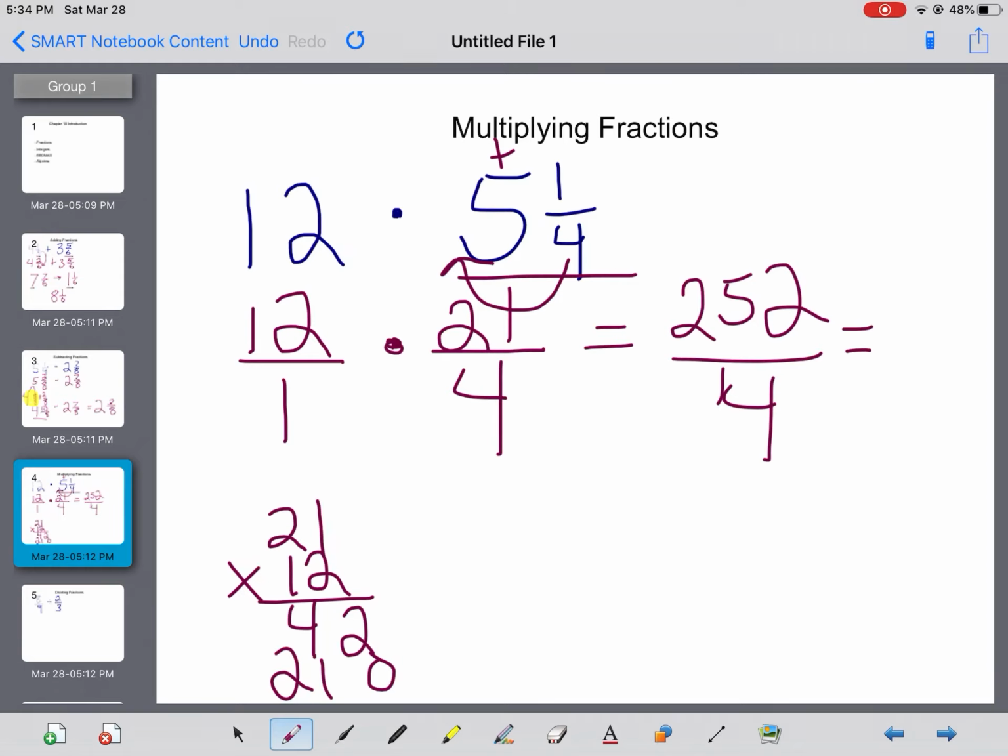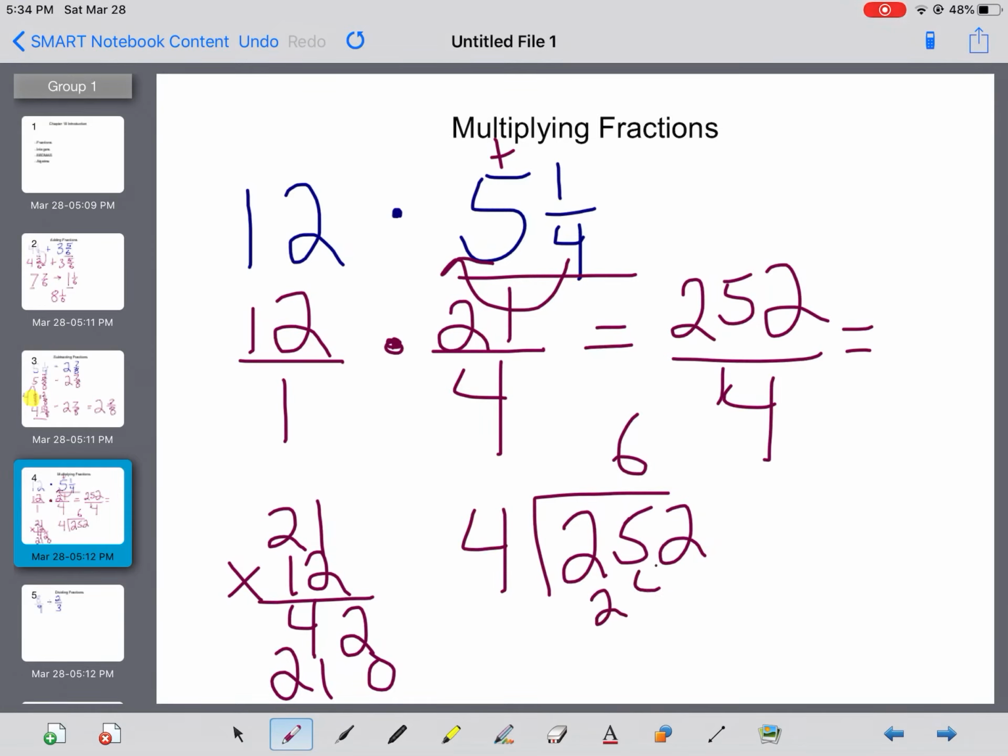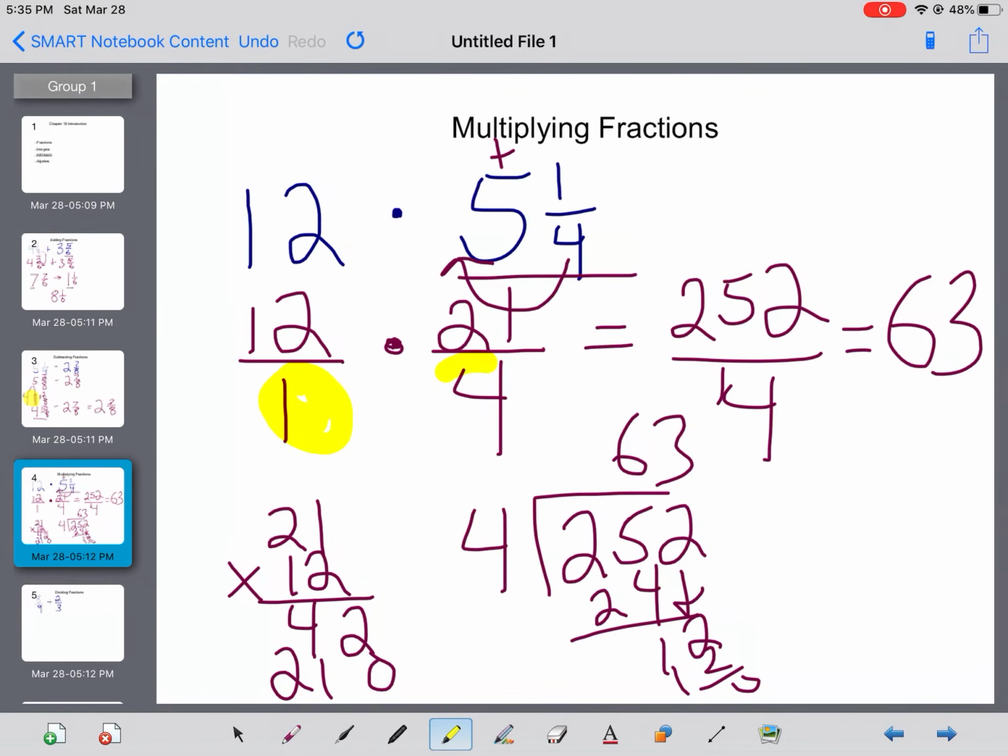Now you're not done yet because we want to be able to put it in simplest form. So I go ahead and do some division, just like in class, number on the top goes in the box. 4 goes into 25 6 times, 24, 1, bring it down 12. 4 goes into 12 3 times, get nothing there. So I get the whole number of 63. Okay, so multiplying fractions, it does not matter that my denominators are not the same, because I just multiply the top and I multiply the bottom.